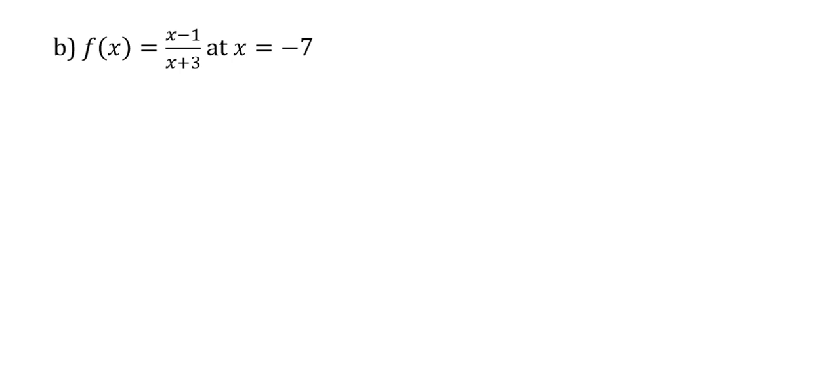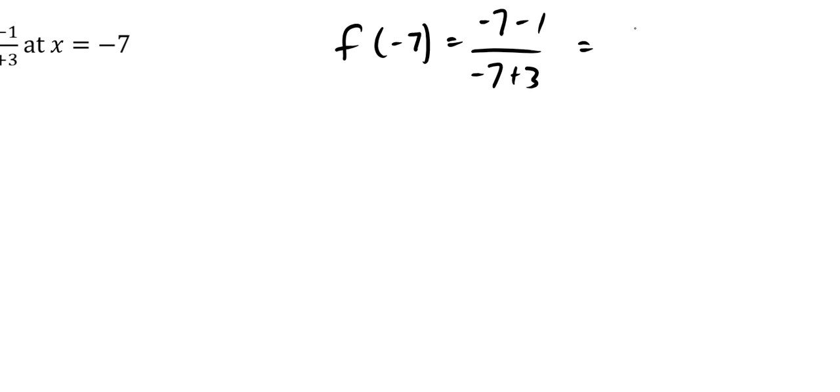Type number 2 is a rational expression. What's our first step? Very nice. So -7 minus 1 over -7 plus 3. You do not have to show this work. I'm just showing it for the lesson's sake, which is -8 over -4, which is 2.